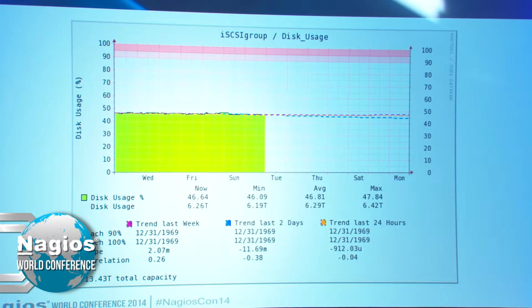A 4-hour trend is not very useful unless you're actively troubleshooting the issue and you want to see immediately what's going on. So generally, this is what I run though: week, 2 days, and 4 days, and these are the lines for such.